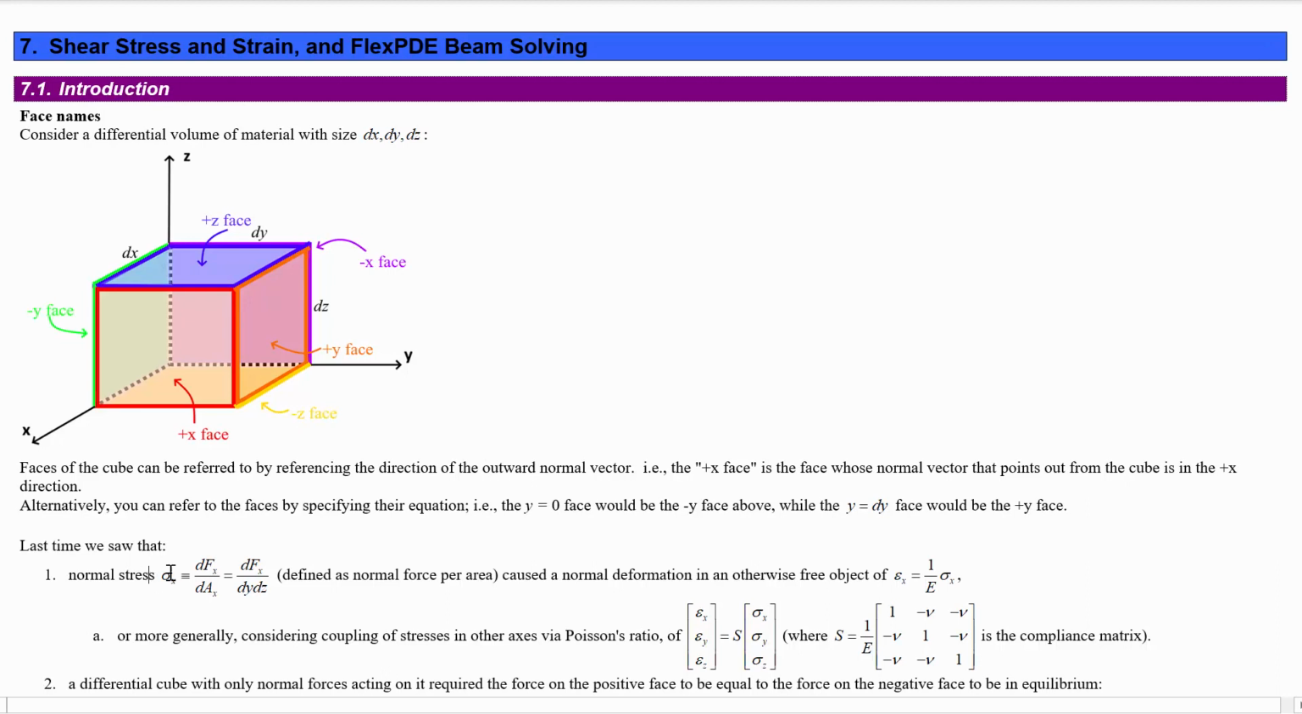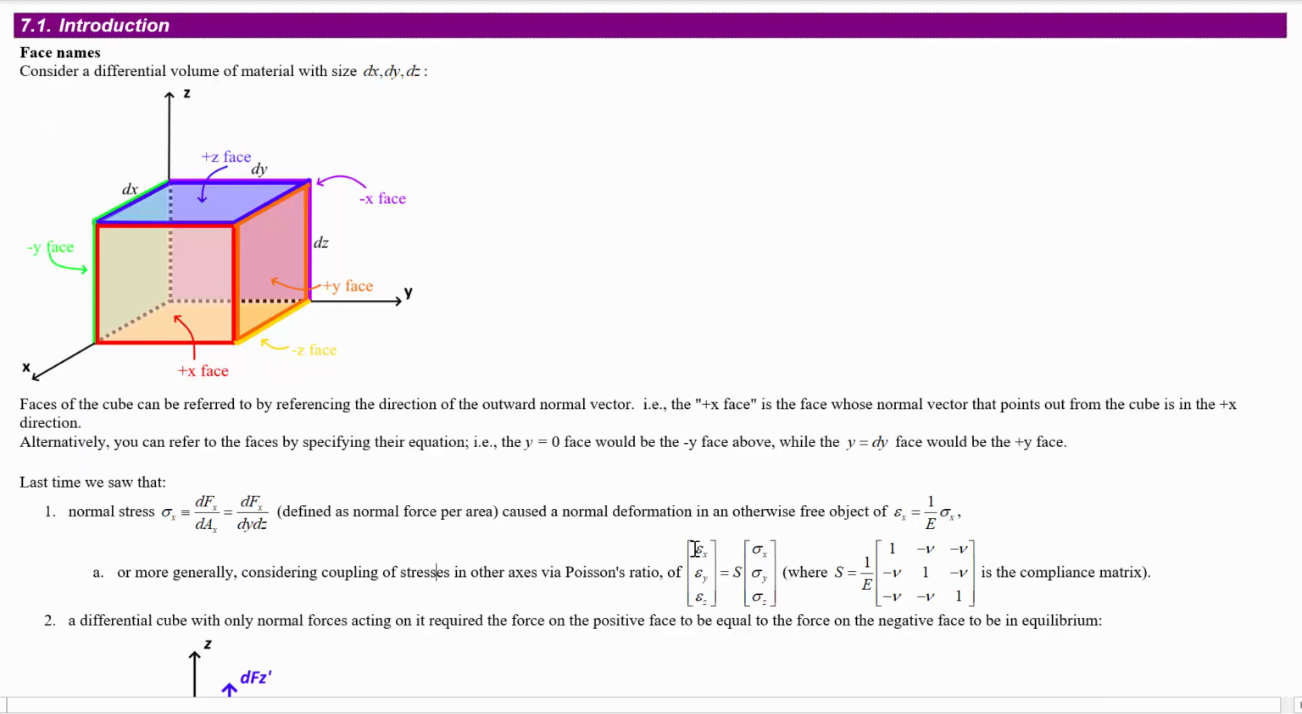Last time, we defined normal stress as the normal force, that is perpendicular force, so let's say the force in the x direction on the x face, divided by the area over which that force is applied, and we looked at the response to normal stress. So in an otherwise free object, we could say the strain in the x direction is equal to 1 over Young's modulus times the stress in the x direction, but in general, where you have coupling of different axes, then the strain vector is related to the stress vector through the compliance matrix.